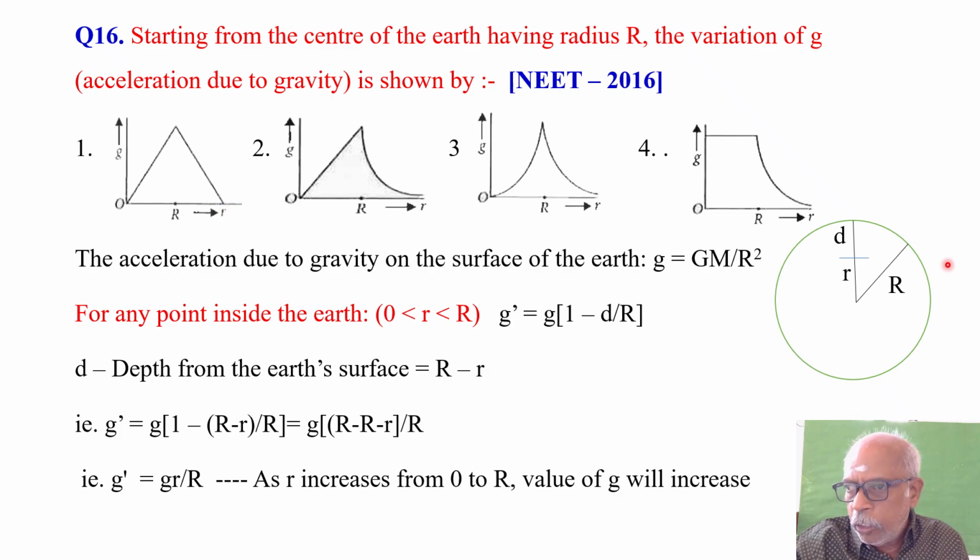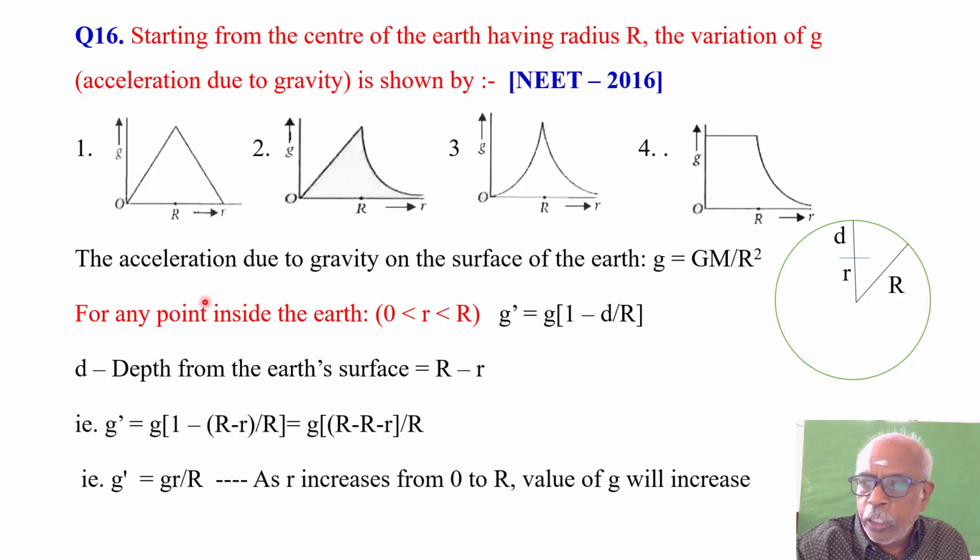So this is the earth. This is the center of the earth, and capital R is the radius. And small r is the distance at which you are finding the acceleration due to gravity at various points. It may be inside the Earth, outside the Earth, or even on the surface. So how the value of small g varies according to the distance small r, whether inside or outside the Earth, that you are going to find out.